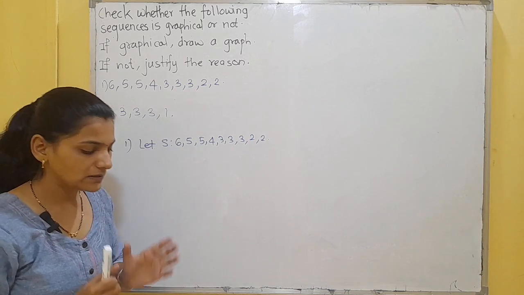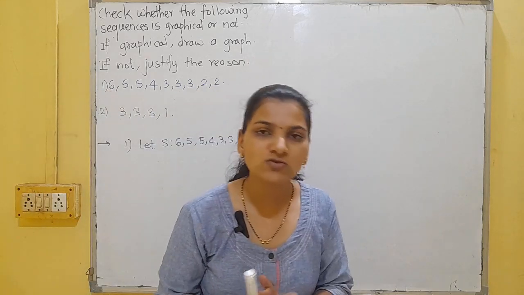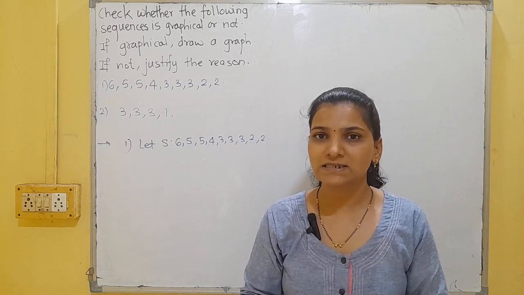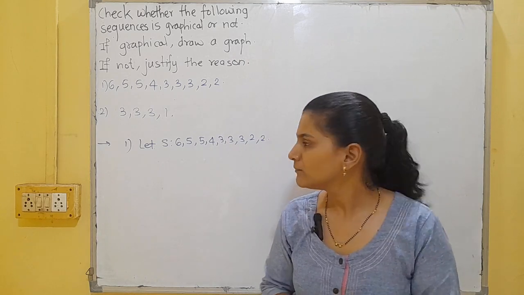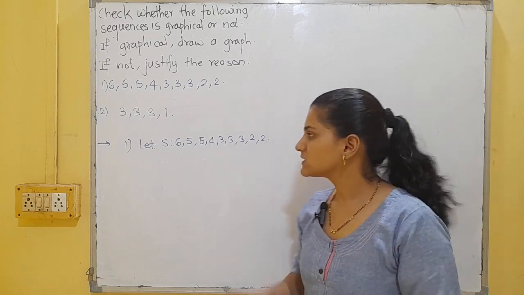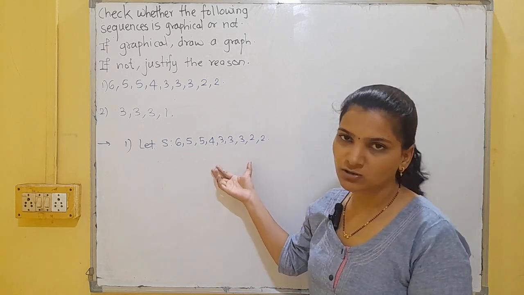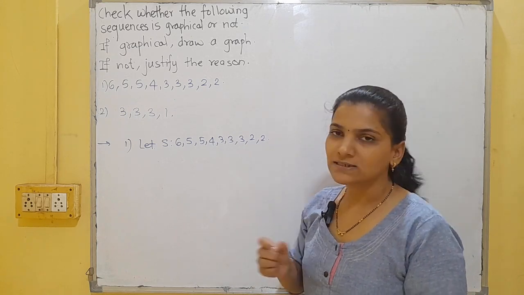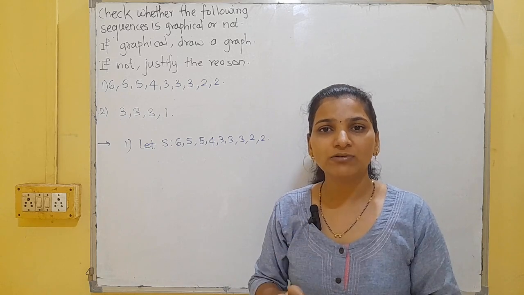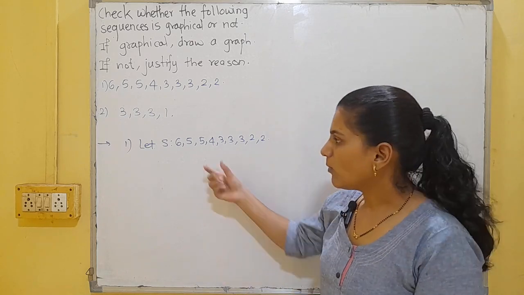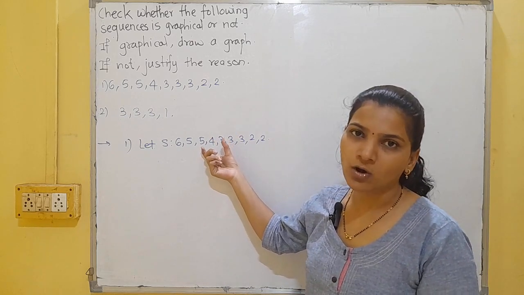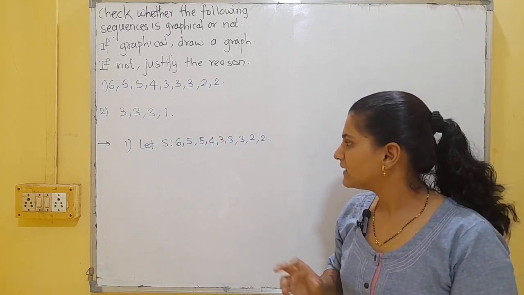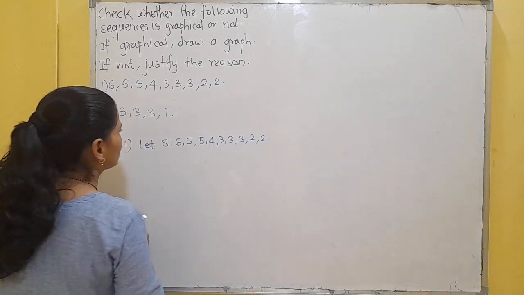The necessary conditions for a sequence to be graphical are, first, the sum of degrees of all vertices in a graph G is always even. We know this result. So our first step is to check whether the sum of all elements in S is even or not. And second, the number of odd vertices in every graph is always even, so we check whether the number of odd terms in S is even or not. First we will check the degree sum and then the number of odd vertices.